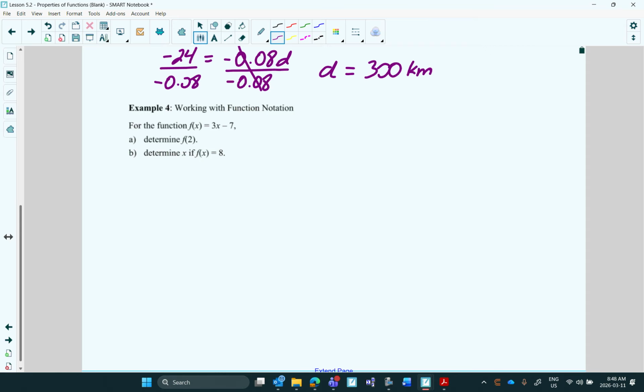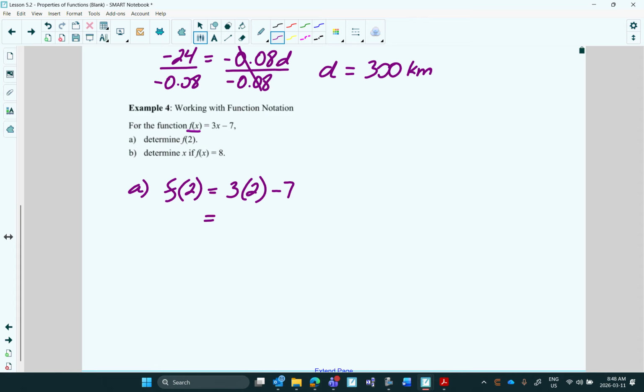So we're given the function f of x equals 3x minus 7. How can we tell it's function notation? Because the left side looks like that. I want to find f of 2. What would I do? F of 2 equals 3 times 2 minus 7. Yeah, all I would do is plug 2 in for x and calculate.